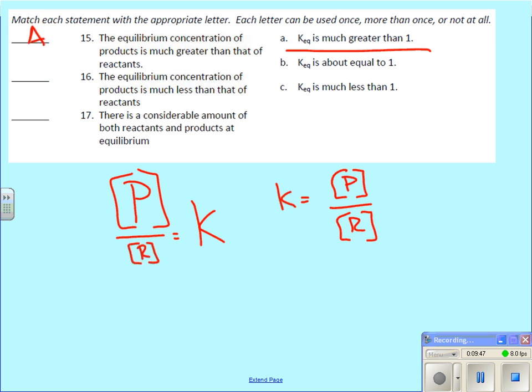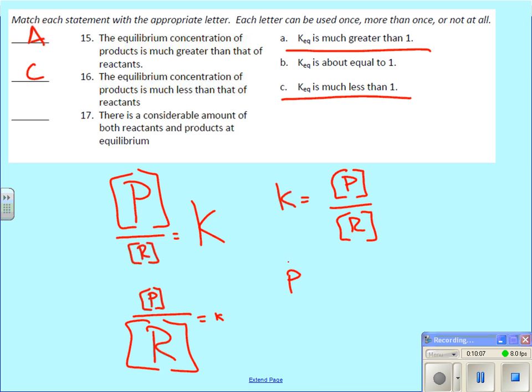16 reads this, the equilibrium concentration of products is much less than that of the reactants. So this might look this way. Big R, little p, that's going to give us a little k, or a K that is much less than 1. So that would be C. And finally, if we get a reaction where we have about the same amount of product as reactant, those values would be about the same size. That's going to give you something pretty close to 1. So that would be B. Okay, I hope this helps.